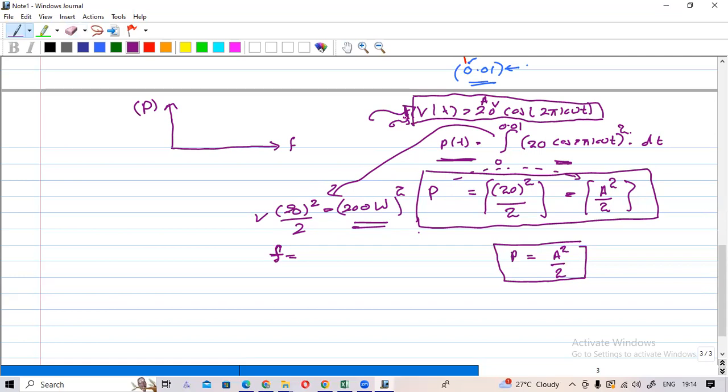Now what is the frequency of this signal? You should be able to answer that question.